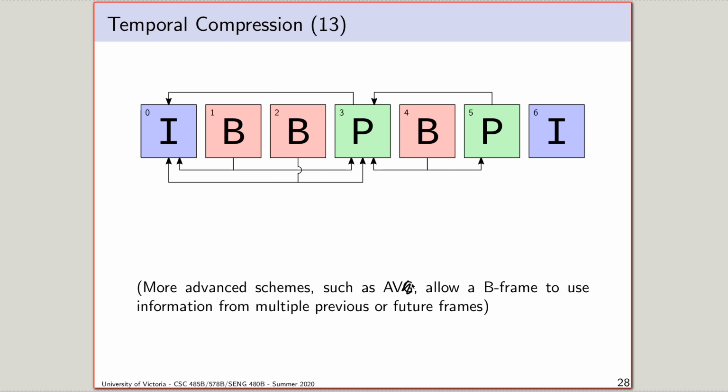Whoops, this should say AVC. So this is H.264. H.264 allows you to have a B frame depend on multiple past frames and multiple future frames, or a combination of the two.